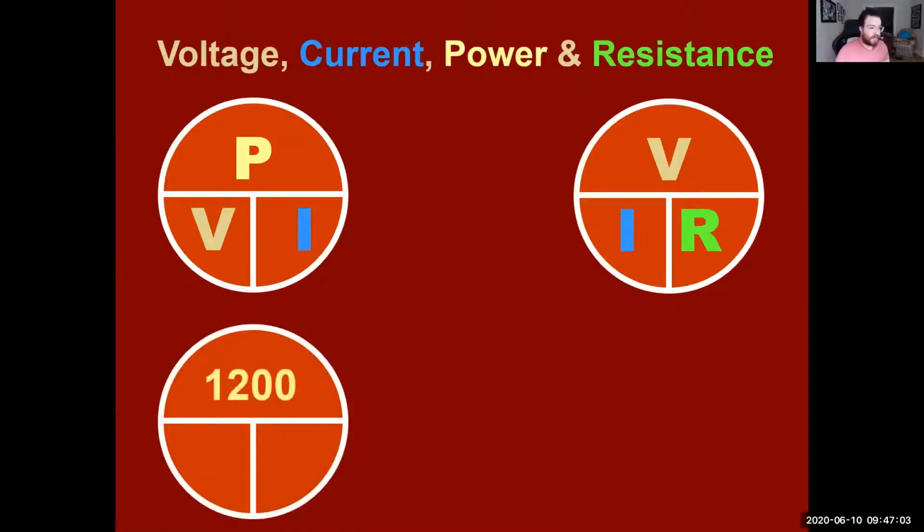Now we have some basic math equations here. All right. So we basically have two circles here which give us all the relationship, all the math side of what we would want to remember. So you have P over V times I. All right, and V is I over R times R.